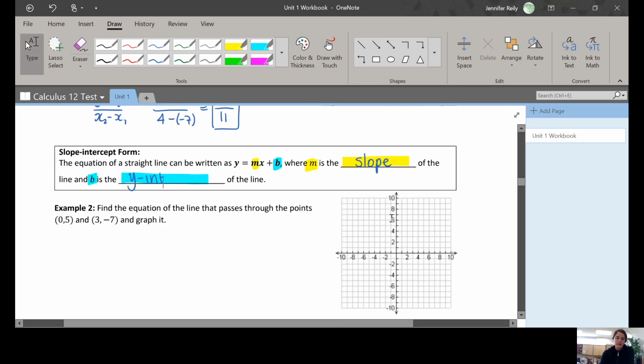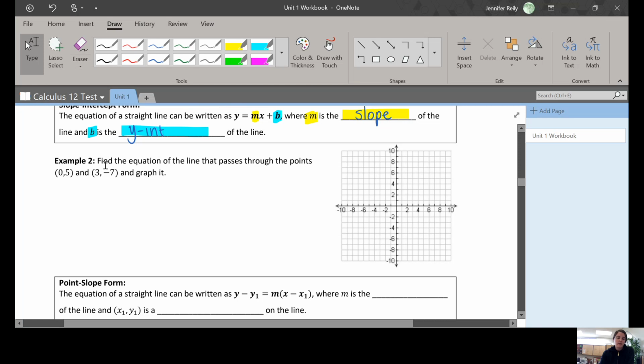Okay, so let's look at an example. It says find the equation of the line that passes through the points (0, 5) and (3, -7), and then graph it. So right away I can see this is actually the y-intercept because x is equal to 0, so that would be on the y-axis. So b in my equation is going to be 5. But I need to know what the m in the equation is going to be. So for that, I need my slope equation, y2 minus y1 over x2 minus x1.